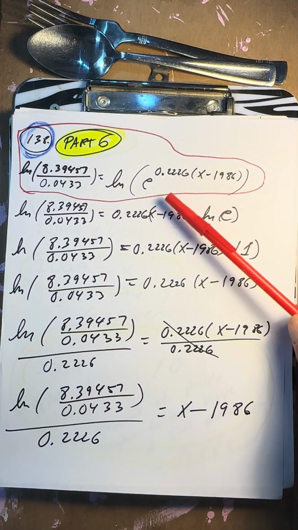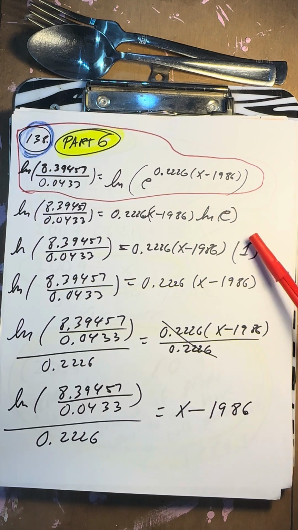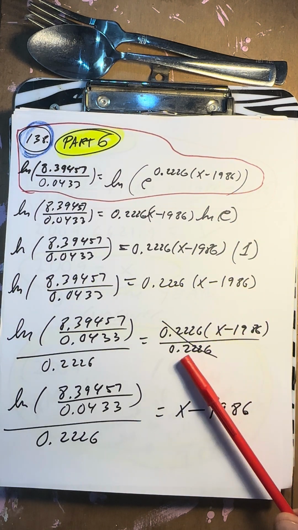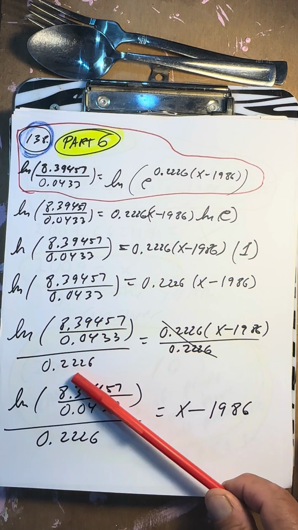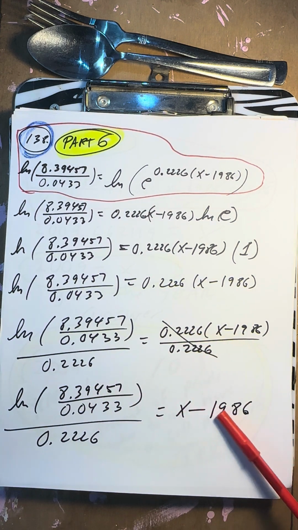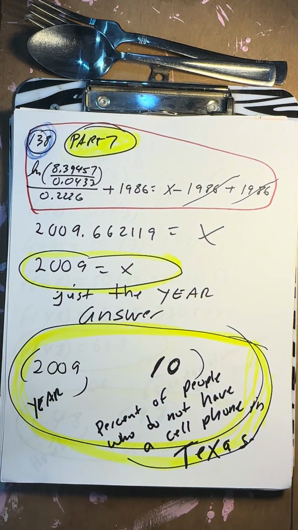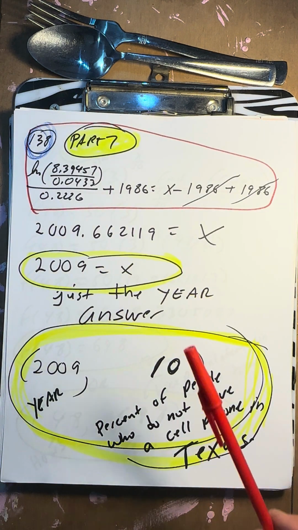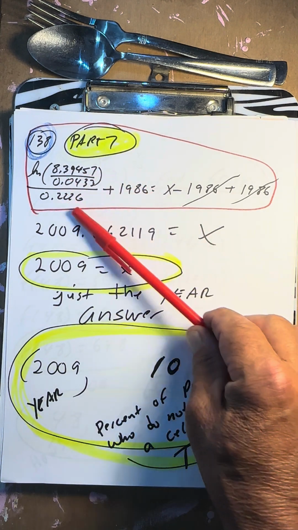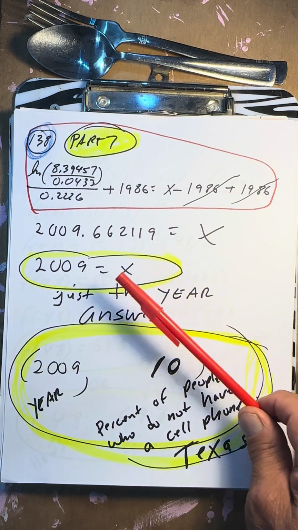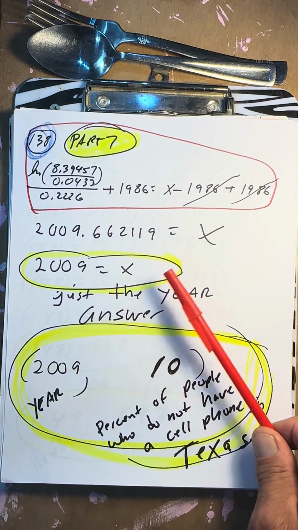Okay. This is right there. ln of e is 1. Don't worry about it. 1 times that, same thing. So now I divide both sides by 0.226. These are gone. So you have x equals this. Add 1986 to both sides. And guess what? We're almost there. So now we have this number, calculator, equals x. So 2009. Okay, so in 2009, just get the year.